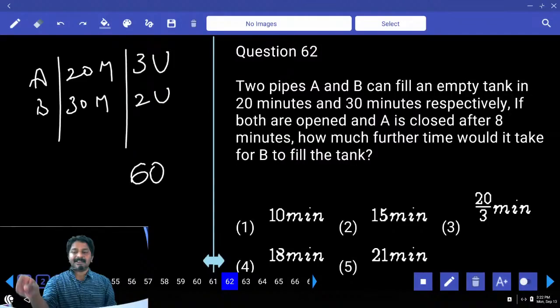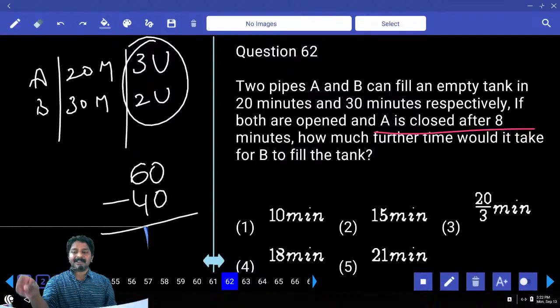Now, if both are open and A is closed after 8 minutes, that means for the first 8 minutes, both the taps are open. In 1 minute, both can do 5 units. In 8 minutes, 8 into 5, 40 units of work is already done. How much is remaining? 20.